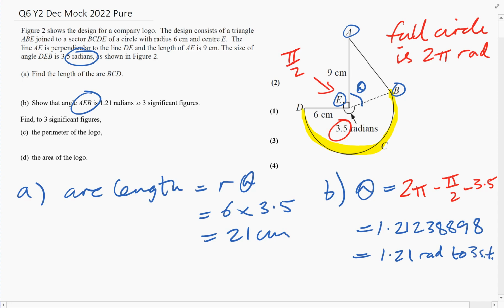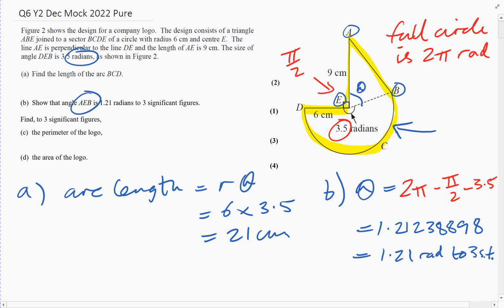So part C, you've got to find the perimeter of the whole thing. We already know this arc length here. We've just got to add on all the other values now. So we need to add on this, and the only thing we don't know is A to B. So really all we've got to do is find A to B and add it onto the other values. So how are we going to find A to B?